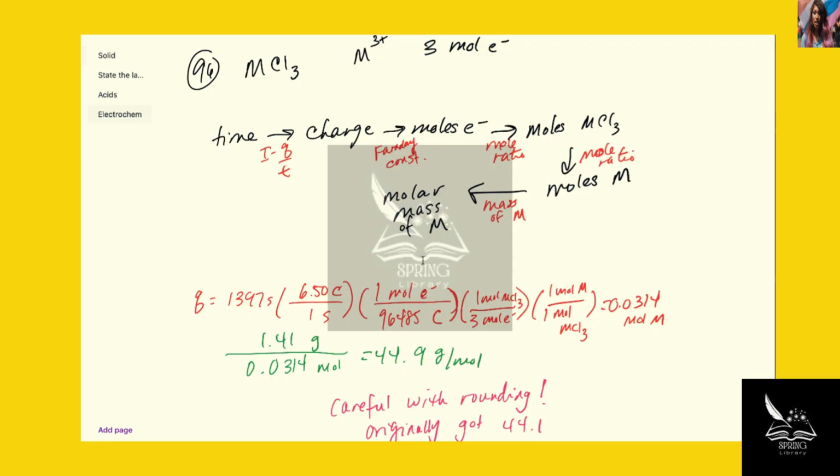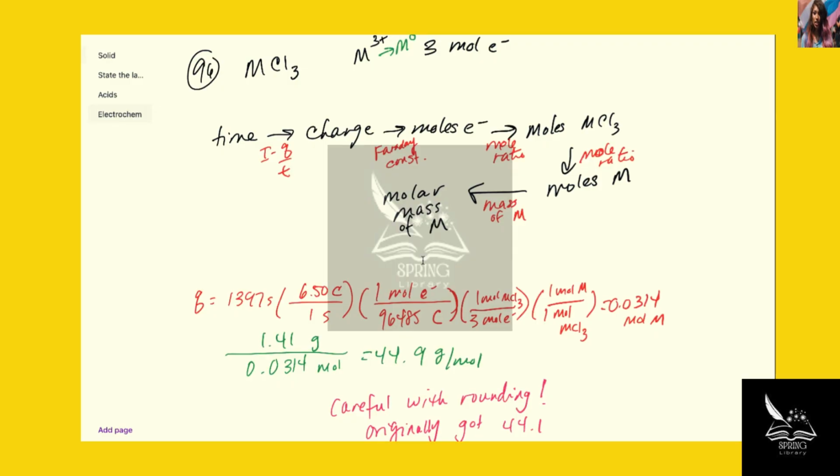So with this problem, there's a really key thing here, which is that the metal chloride formula is MCl3, and we are actually reducing that to just solid M. So that means there must be 3 moles of electrons for every 1 mole of M, because we're going from M3+ to M0.